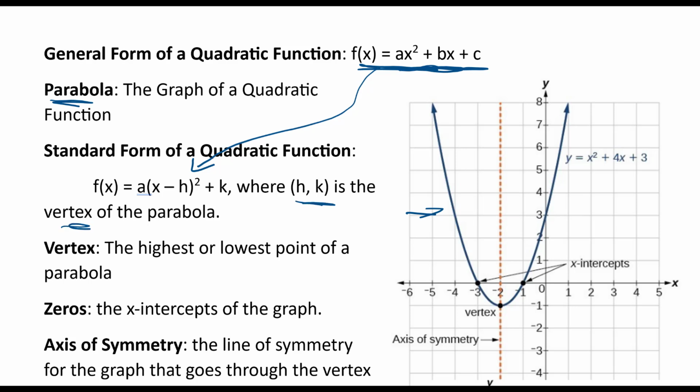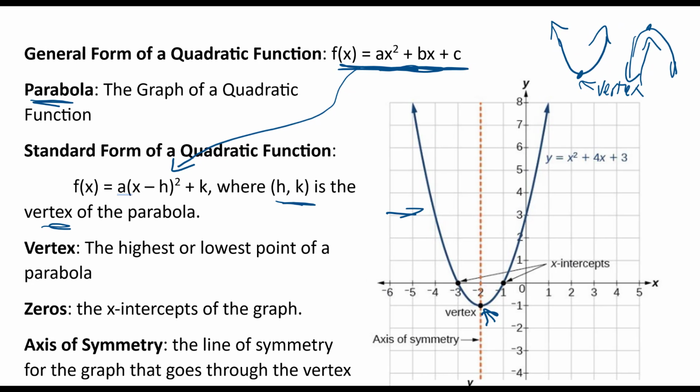Now the vertex, here's a vertex in this case. So a parabola is either going to open up, and the vertex is the low point, or it opens down, and the vertex is the high point. So the vertex is going to be the low point or the high point of a parabola. Now, if it's opening up, it goes up forever. If it's opening down, it goes down forever.